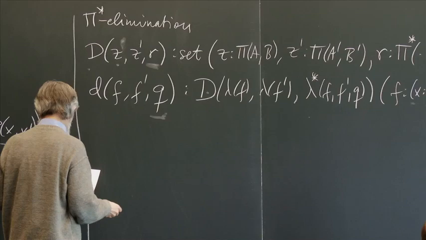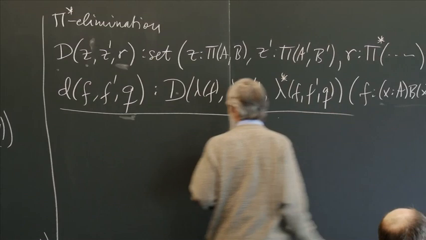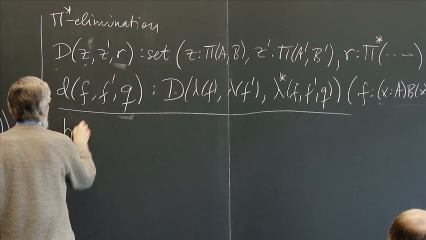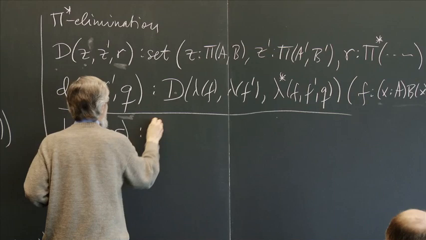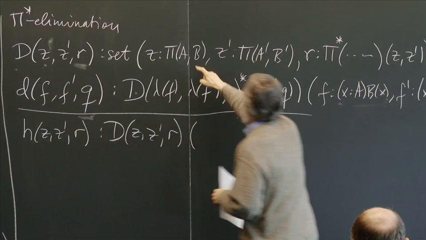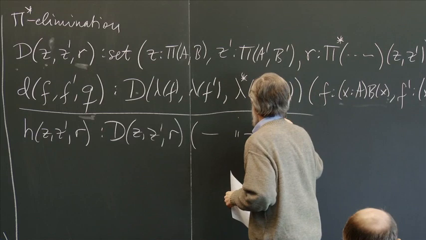And from this, given these data, we can define a function h of z, z prime, r, with values in D of z, z prime, r, in the same context, naturally, as here. So that's the elimination rule.